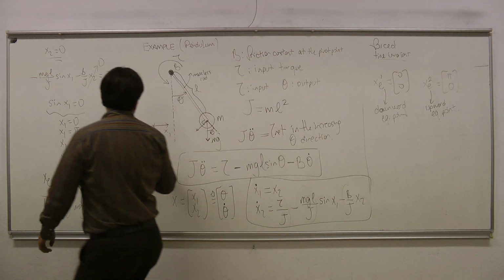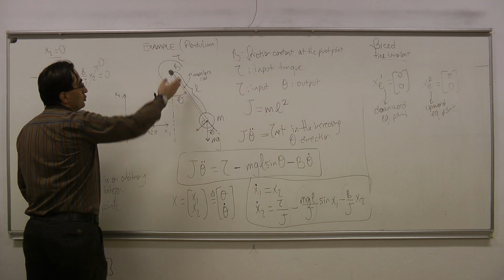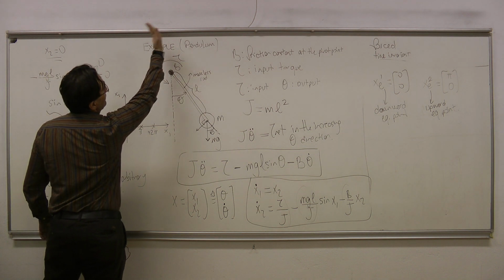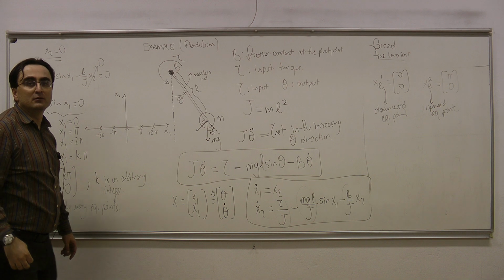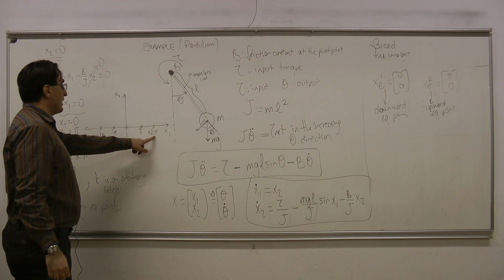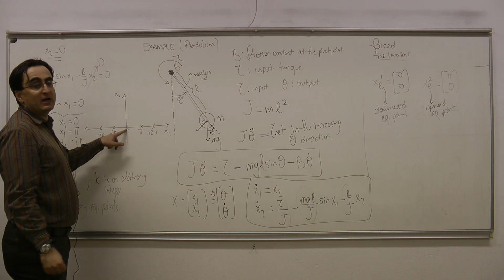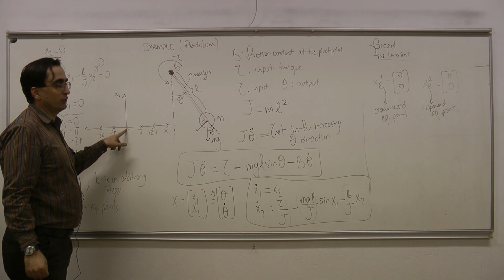What about 2 pi and 0? 2 pi and 0 would be a full rotation of the pendulum where the pendulum is pointing downwards again. Okay? So this 2 pi equilibrium point would be the same as the equilibrium point at the origin.